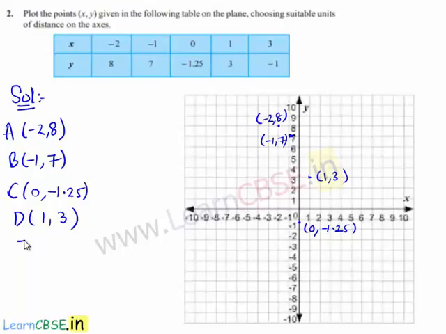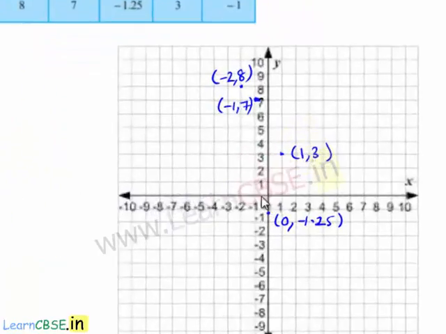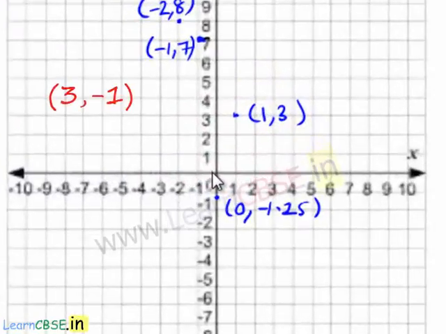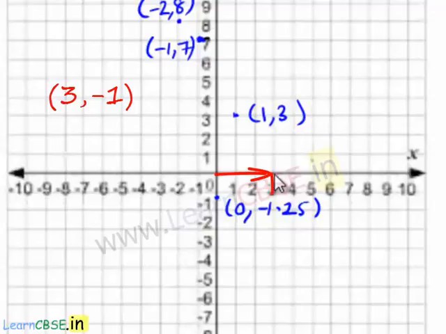Now taking the last point E, (3, -1). Starting from the origin, since the x coordinate is given as plus 3, we move 3 units from the y-axis along the positive direction of the x-axis, and further from here, since the y coordinate is given as minus 1, we move 1 unit along the negative direction of the y-axis. So the point (3, -1) will be here.